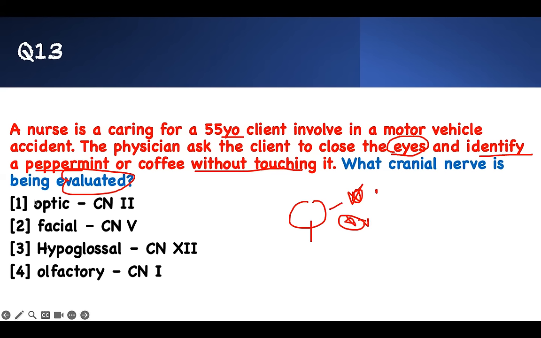My eyes are closed, so it cannot be the optic nerve, right? I'm not using my face, so it cannot be facial. I'm not touching anything with my tongue, therefore it cannot be hypoglossal. So it's olfactory. It's smell. If you have a good sense of smell, I know some people smell coffee, I don't know how to describe it. They know where coffee is. They can smell coffee and find a good place to get it. Yeah, this is olfactory.